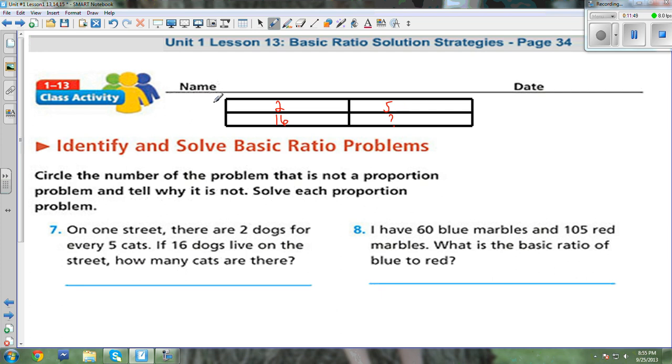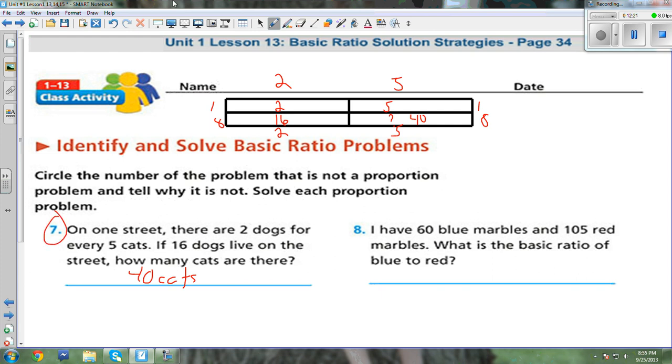1. 1 goes into 2 2 times. 1 goes into 5 5 times. Remember, you transfer the 5 down, transfer the 2 down. 16 divided by 2 is 8. Bring the 8 over. 8 times 5 is 40. So you would have 40 cats. Okay? So it is a proportion, so circle it.